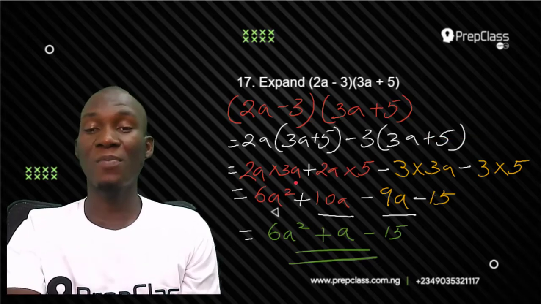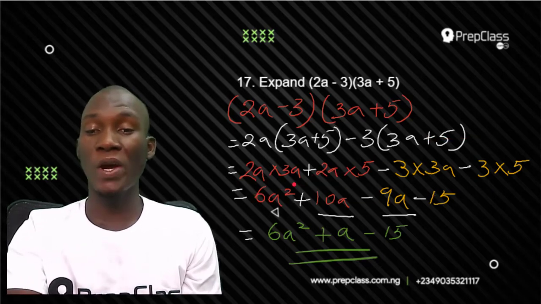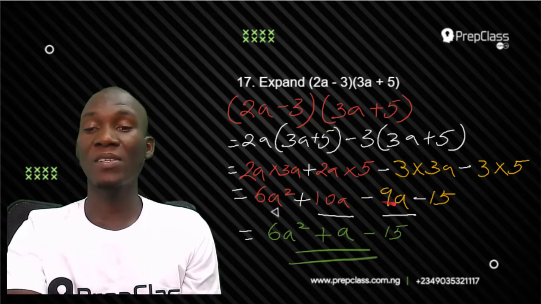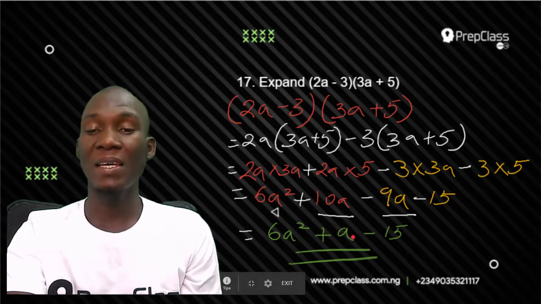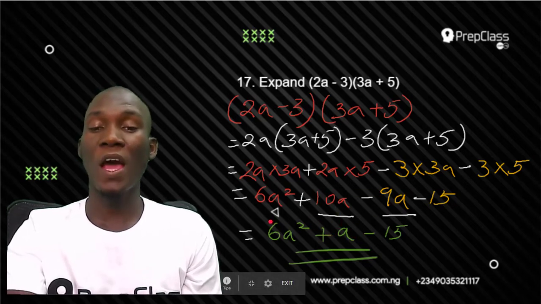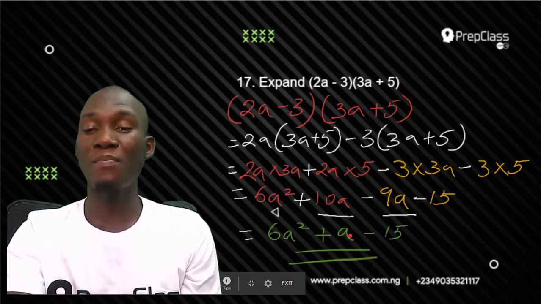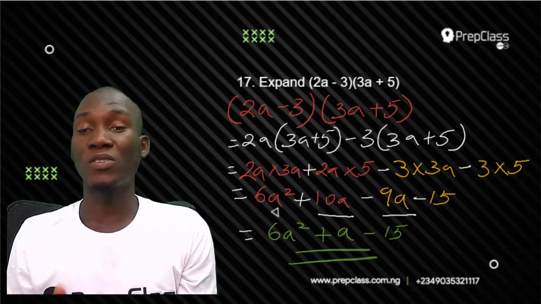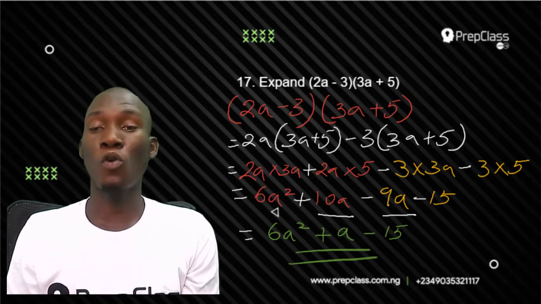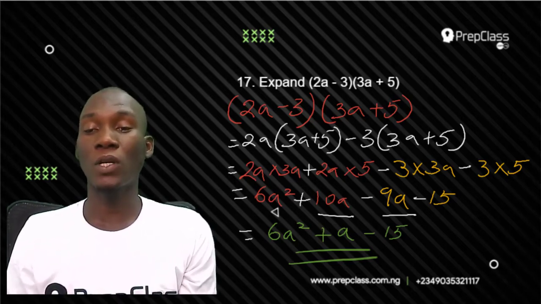So the next thing is to simplify further. We have 6a squared plus 10a minus 9a minus 15. So we collect like terms. The like terms here are 10a minus 9a. When we add them together, 10a minus 9a, we get a. That is 10 minus 9, that is 1a. So we have 6a squared plus a minus 15 to be the result of open bracket 2a minus 3 close bracket open bracket 3a plus 5 close bracket.